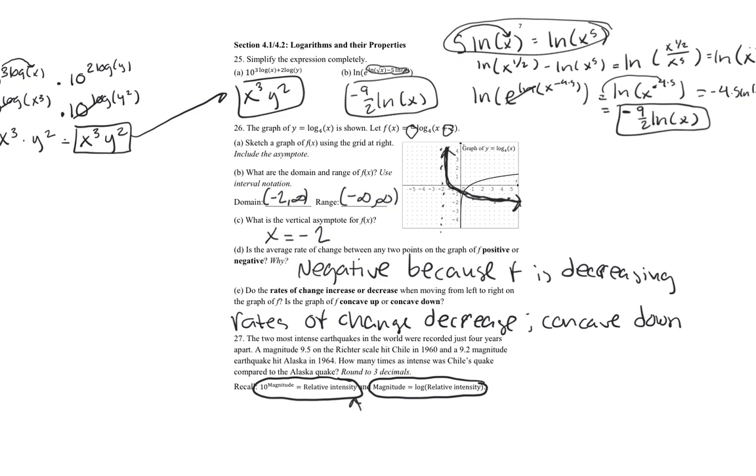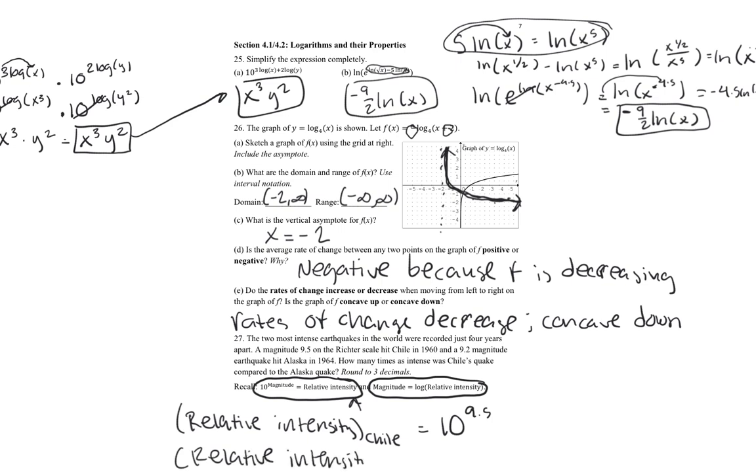And so I'll just say relative intensity for Chile is going to be equal to 10 to the magnitude. It says the magnitude was 9.5, so we're going to have 10 to the 9.5. So that's the relative intensity for Chile. And then relative intensity for Alaska is going to be equal to 10 to its magnitude, which was 9.2.